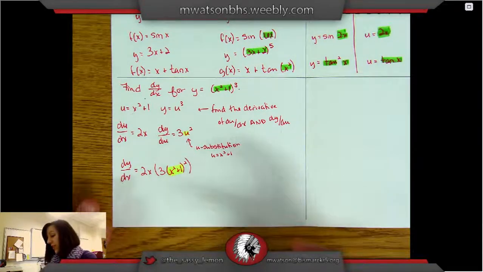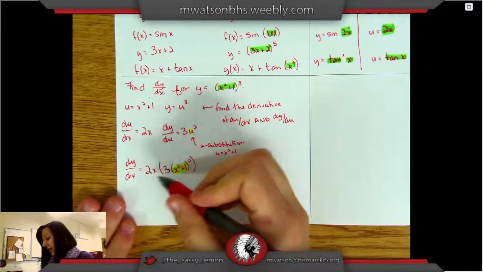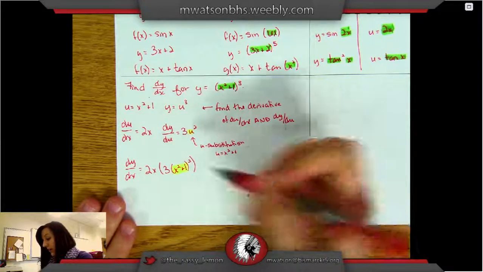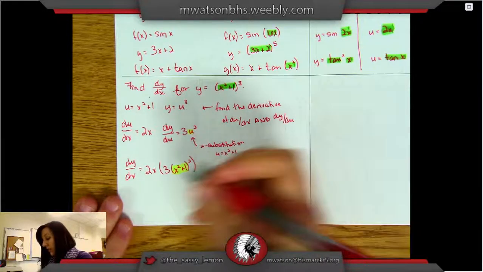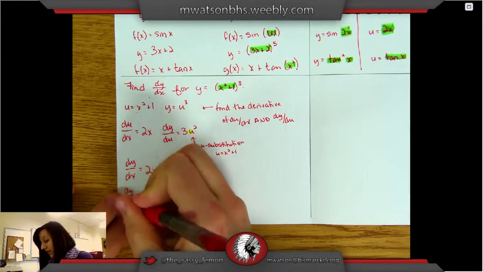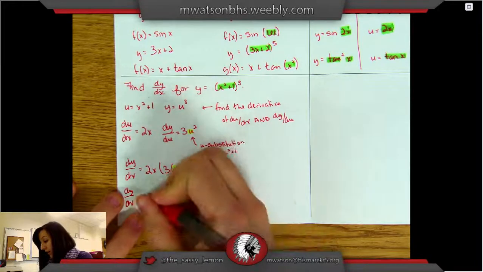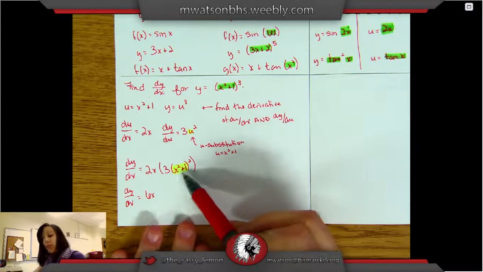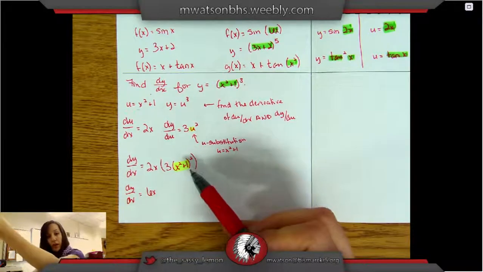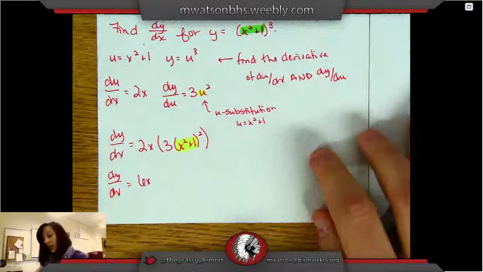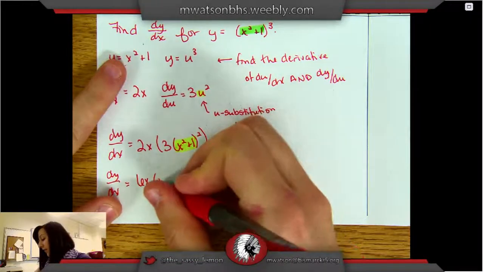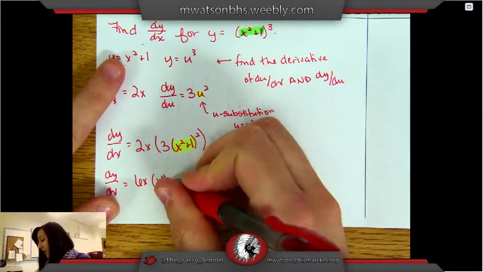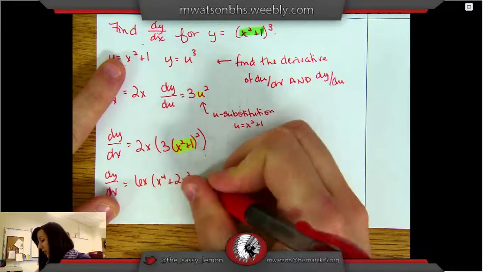So we've got to multiply together this 2x and 3 out here. Technically these parentheses can just drop. And so we end up with 6x. We also need to go ahead and double distribute this quantity squared. And so we'll end up with x to the 4th plus 2x squared plus 1.